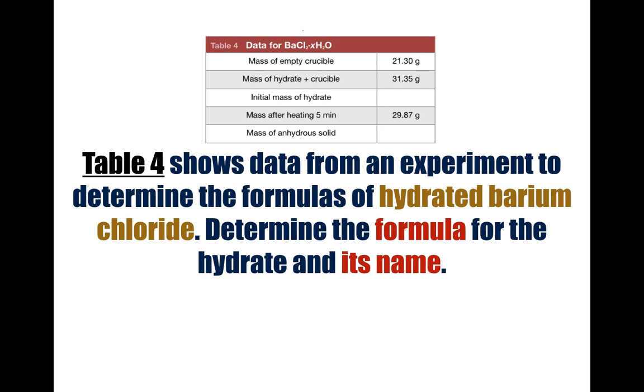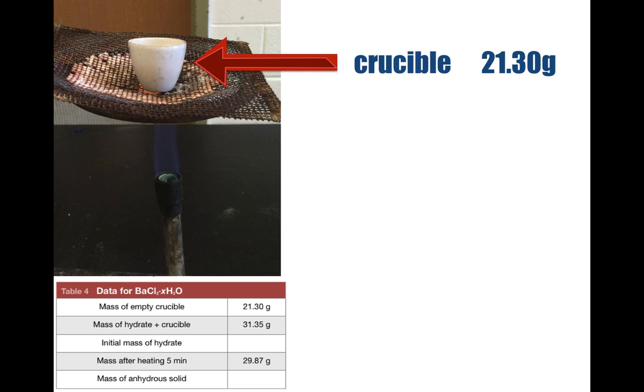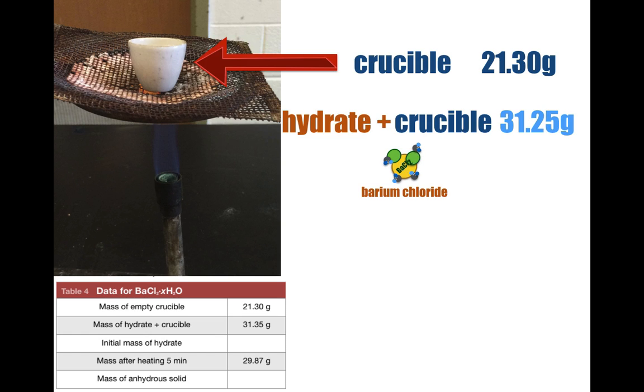Here's that data table. That same data table is on the bottom left now. You'll notice that the mass of the empty crucible, which is that little clay pot there, is 21.3 grams by itself, empty. And then when I add the hydrate to it, the mass goes to 31.25 grams.